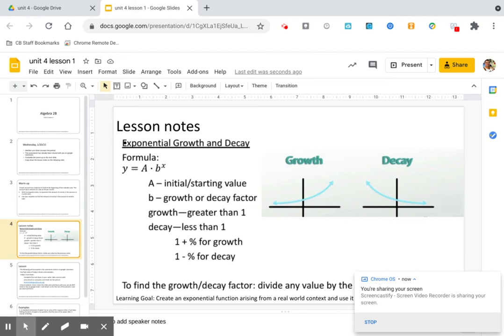All right, we are going to hit the ground running into Unit 4 today. We're starting with Lesson 1. So our lesson notes are pretty much the same as I talked about during the pre-assessment yesterday.